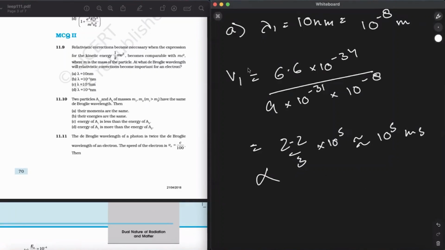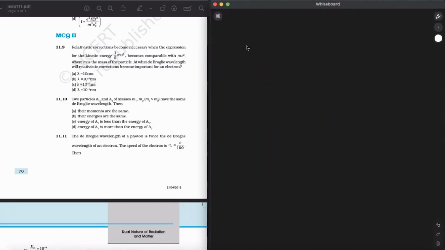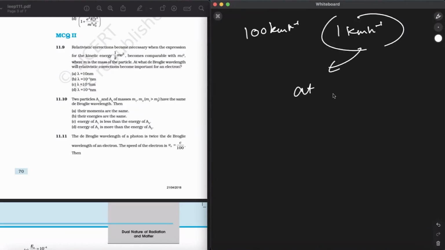Now we check the velocity for option 2. See, when the phase velocity that is coming is greater than or comparable to the speed of light, then we will say that yes, relativistic corrections should be applied. But when it is less, suppose you have a velocity of 100 km per hour, and some snail or some insect is moving with a velocity of 1 kilometer per hour, and you're moving 100 kilometers per hour. Then it does not matter. It appears at rest to you.